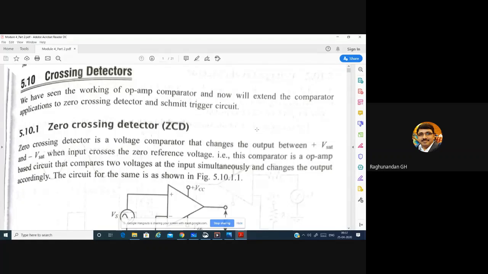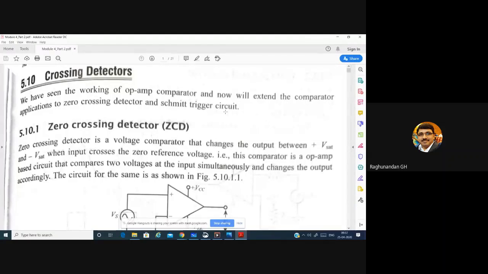Negative saturation means the minus VEE, whatever you have taken. If you have taken plus 12 volt and minus 12 volt, then plus 12 volt is positive saturation, minus 12 volt is negative saturation. So at the output, it is going to create a square wave, where until the positive terminal is greater, it will be in positive saturation constantly. When the inverting terminal becomes greater than the non-inverting terminal, the output goes to negative. So this creates a kind of square wave. Okay, that is what we have studied.